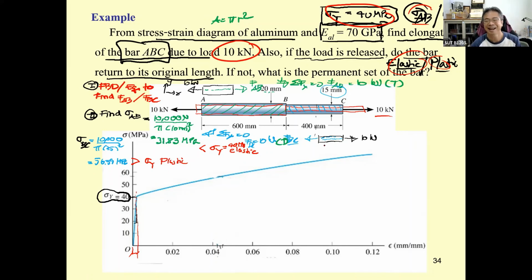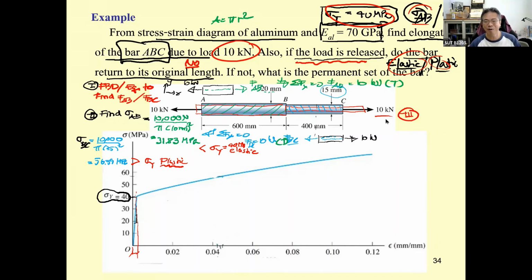Okay, we checked it. And now what we are going to determine is: if the load is released, does the bar return to its original length? No, it won't. If not, what is the permanent set? By doing this, we go to the third step.